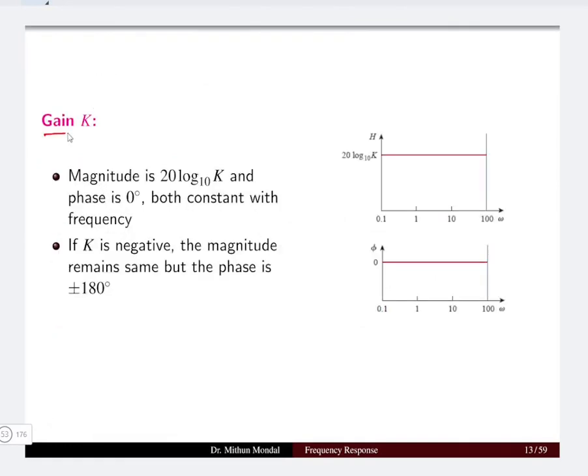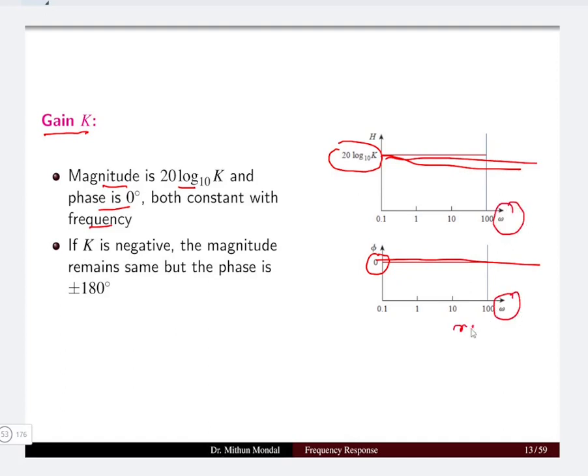So, the first term is basically the gain k, which is represented by 20 log k in the magnitude. So magnitude is 20 log k and the phase is at 0 degree. Both are constant with respect to frequency. So here we have the frequency axis given in radian per second. So omega is in radian per second, which is nothing but the frequency axis. So the gain magnitude as well as phase are constant, with 20 log 10 k and 0 degree. Now this is for the positive k.